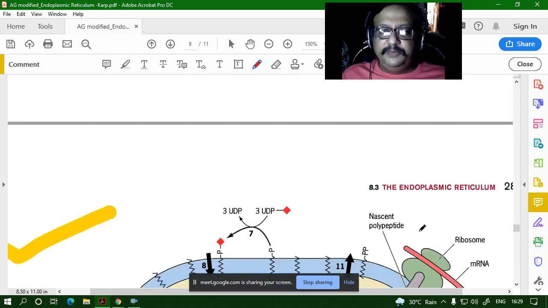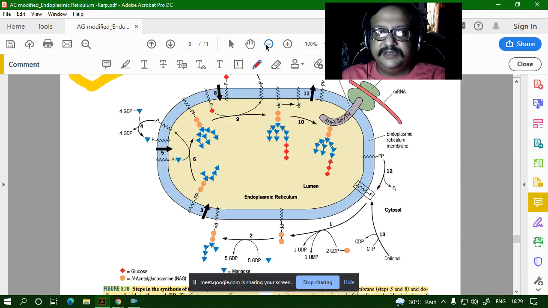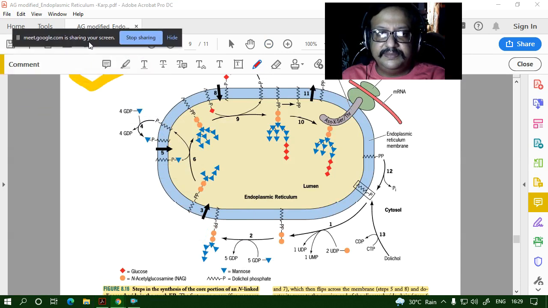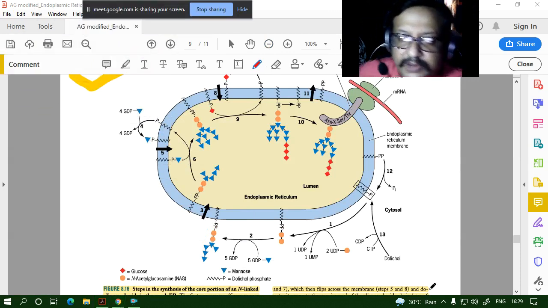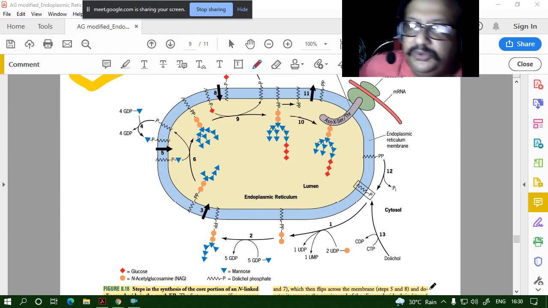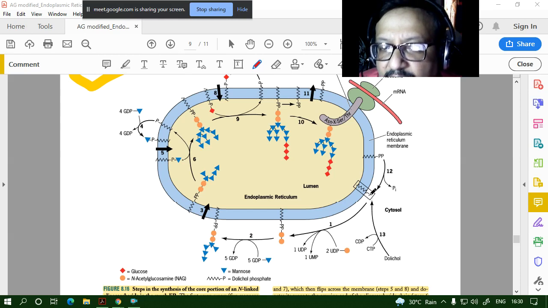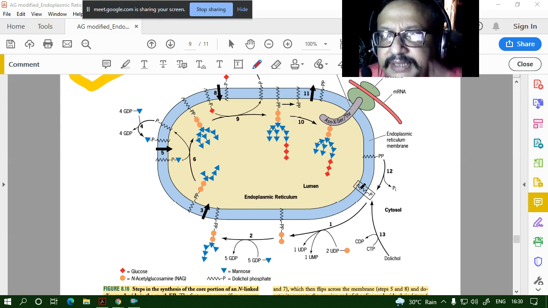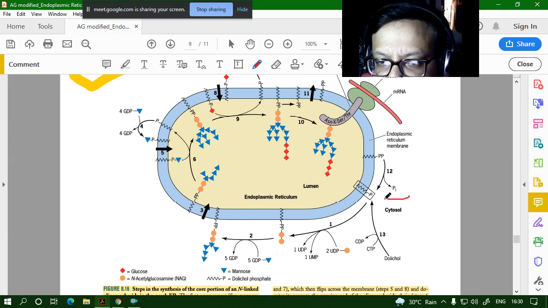I have underlined the portions which you need to study. Let's go to this picture. I need to reduce the size of it so that the whole picture can come. We will go from step 1 to step 2. There is a molecule on the membrane of the endoplasmic reticulum, this cross line which you see.